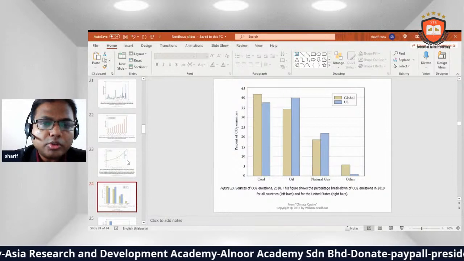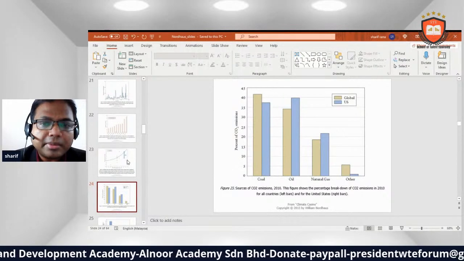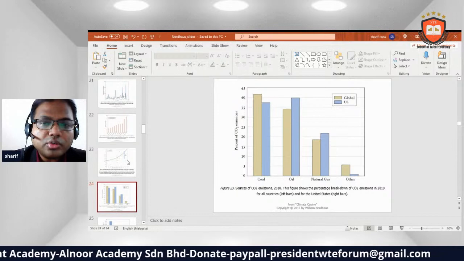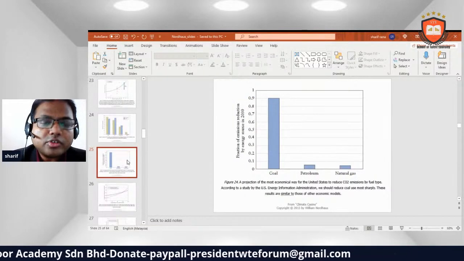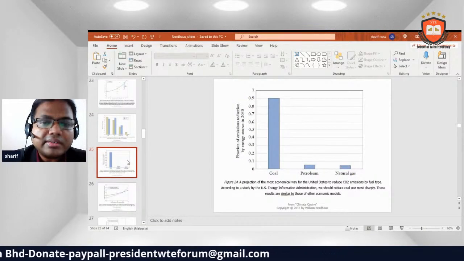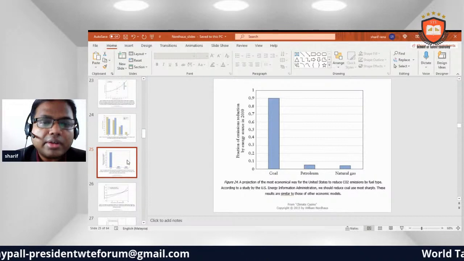Sources of CO2 emissions, 2010. The figure shows the percent breakdown of CO2 emissions in 2010. Projections of the most economical way for the United States to reduce CO2 emissions by fuel types.